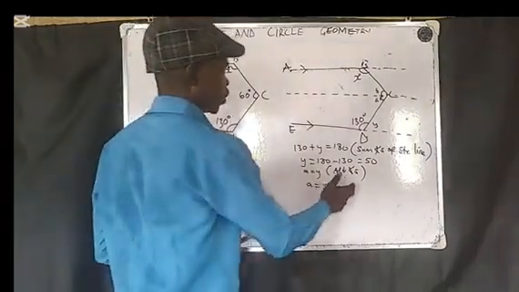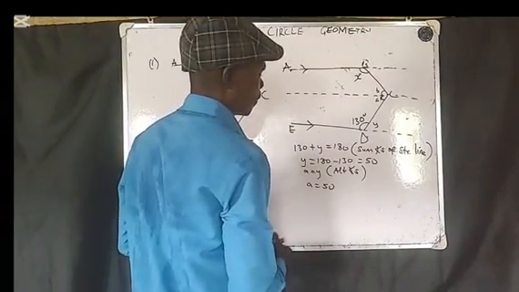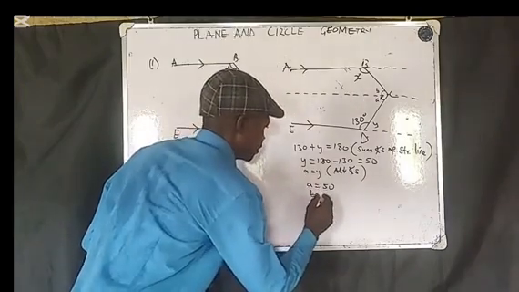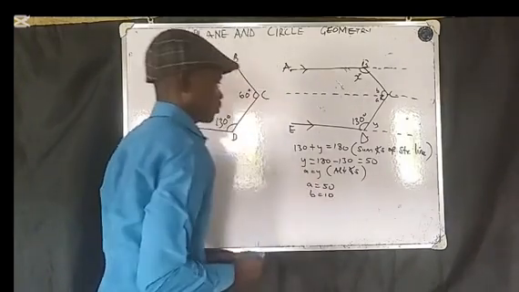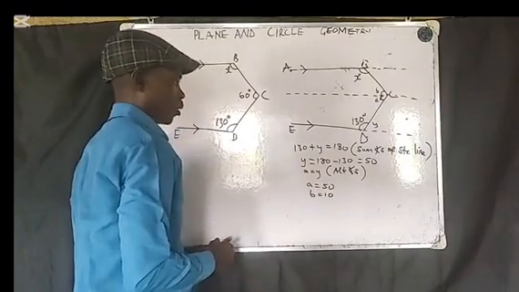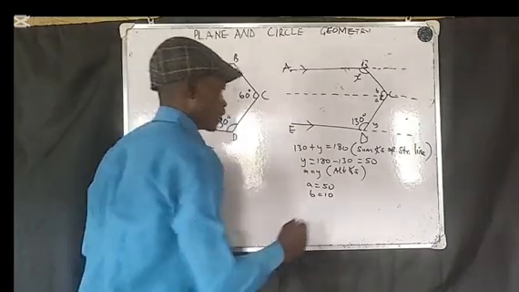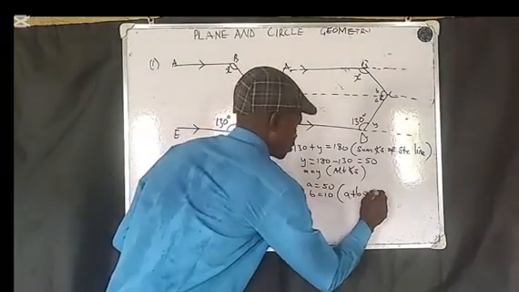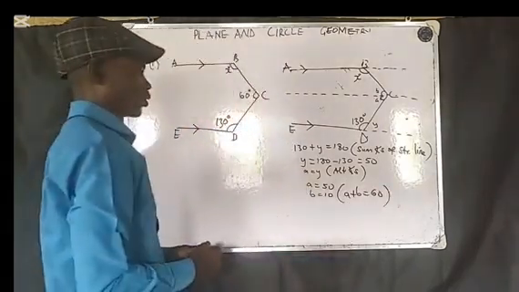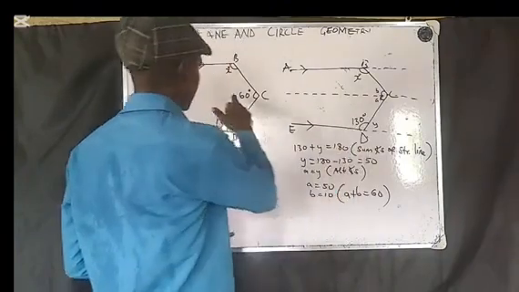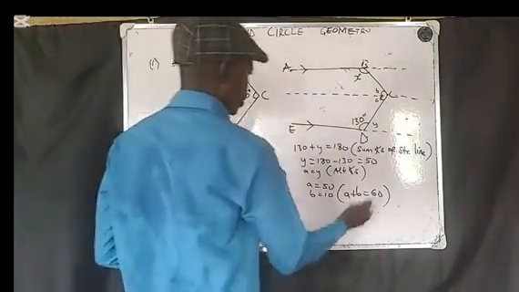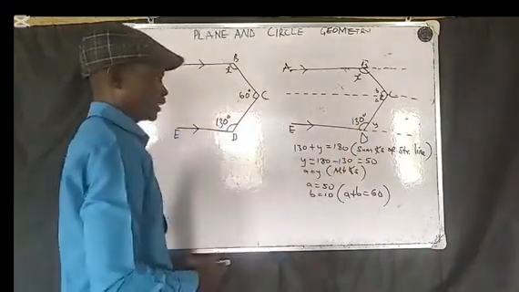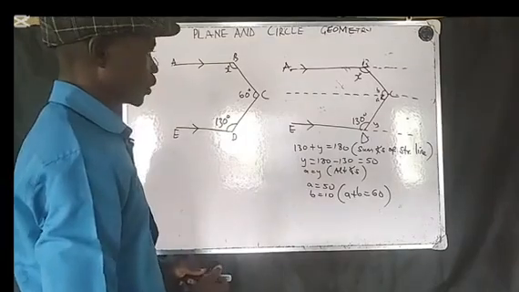So if A is equal to 50, that means that B is equal to 10. Why? Because A plus B equals 60 from the question given to us. A plus B, this place, equals 60. So if A is 50, then B will be 10. So we are done with that.